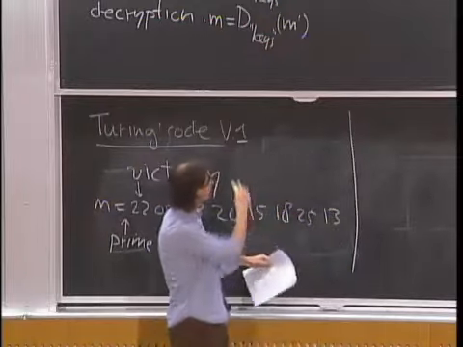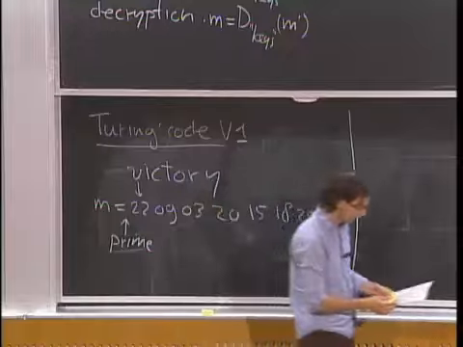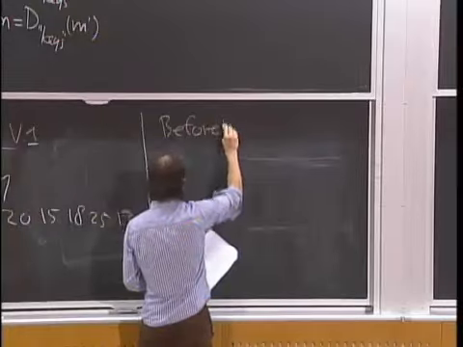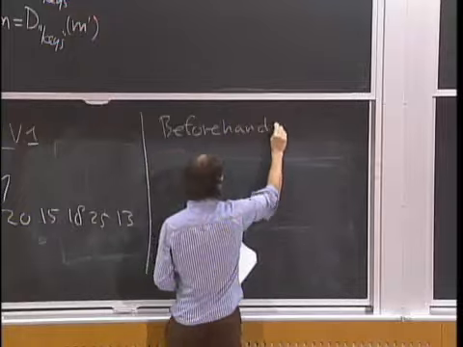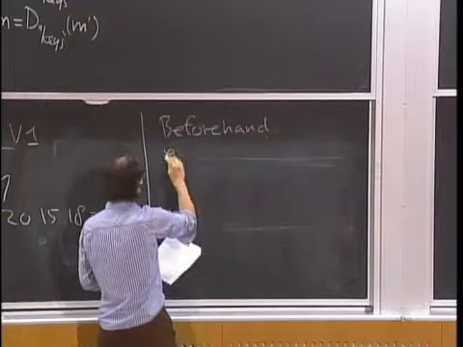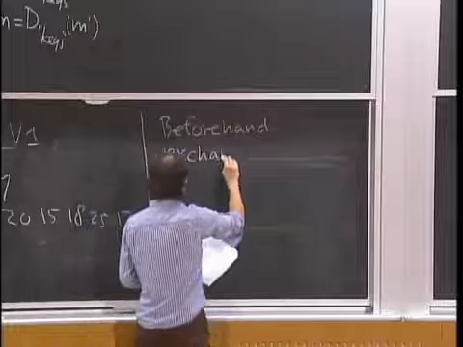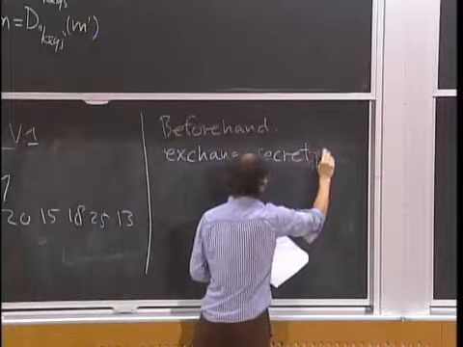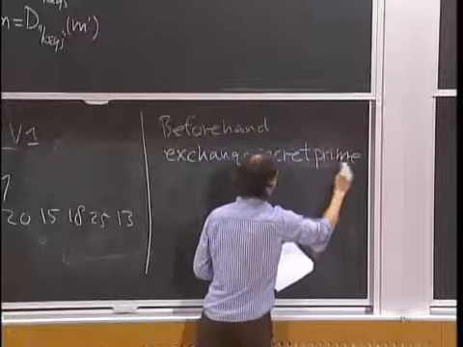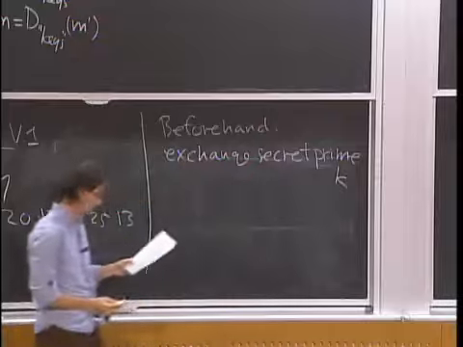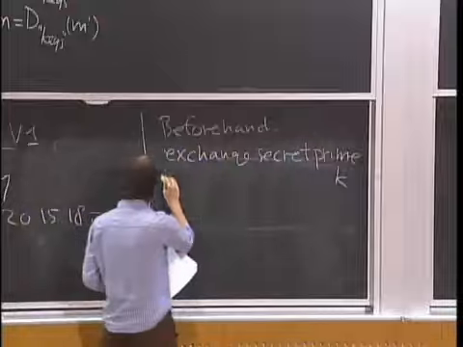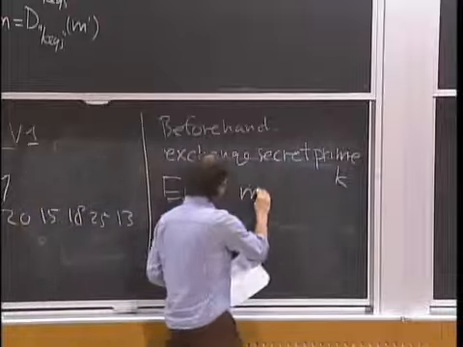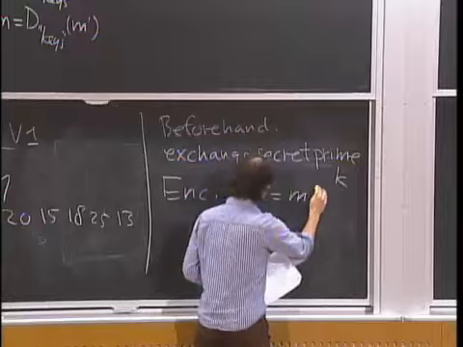And just like in an encryption scheme, beforehand, we are going to exchange a key. So we exchange a secret prime in this example, which we call k. And the encryption is very simple. We are just going to multiply m with k.